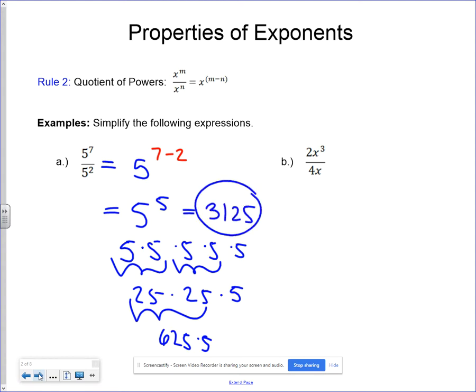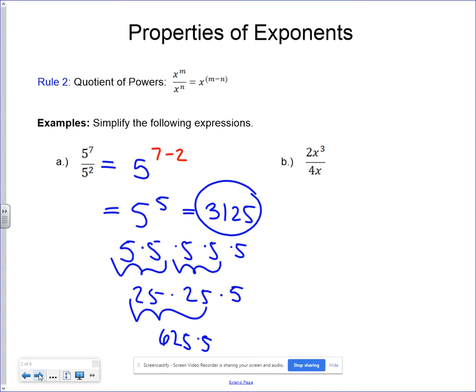3,125. So that's my simplified answer. All right, so let's do B now. Now B is a little different here. We got more than one base here. We got 2 and 4, and we got x, okay?